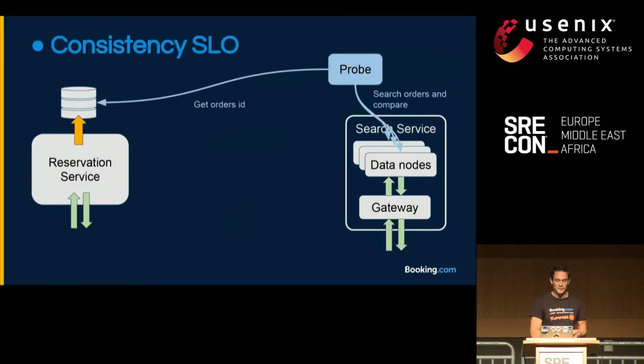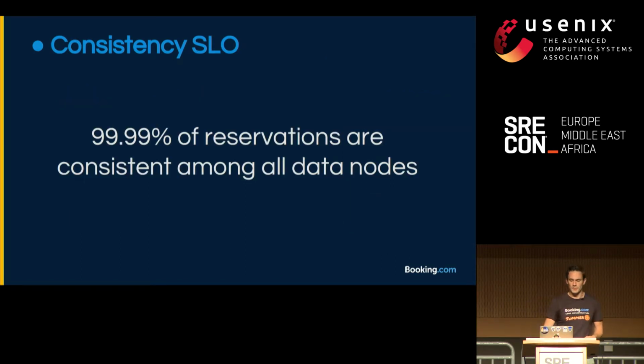We started with consistency. We did something quite simple. We had a probe that would basically check all the data nodes. It checks the storage and says, OK, all the data nodes respond the same way for these reservations. That's fine. That gives a nice metric that goes red when there's a problem. I'm happy, so I go and say, OK, let's name this SLO. It would be something like: percentage of reservations being consistent among all nodes.